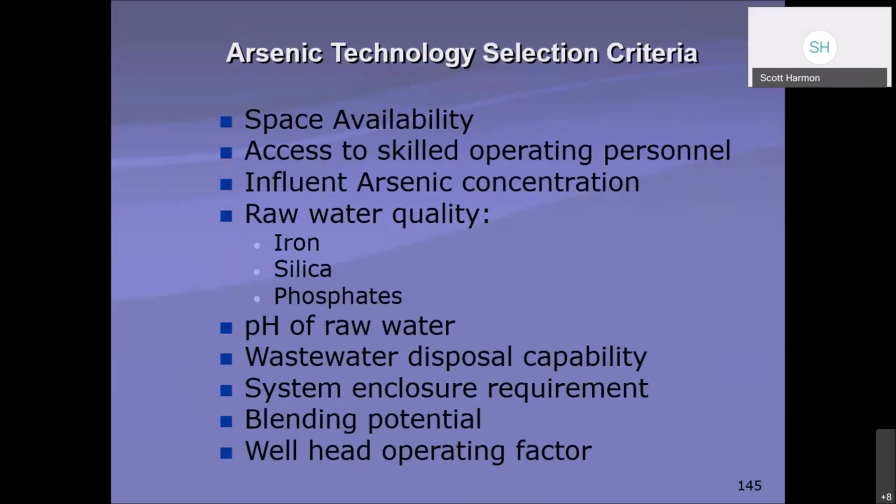The wastewater disposal capacity: is there some way we can get rid of it, like sending the waste to the wastewater plants or things like that? If not, how are we going to handle the waste from our treatment? System enclosure, because we may have some toxicity issues associated with this form of treatment. We have to make sure that we are enclosing these different tanks and things. We can't have people getting ill, right?